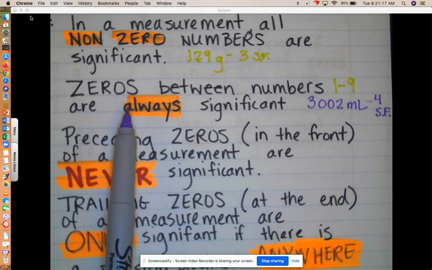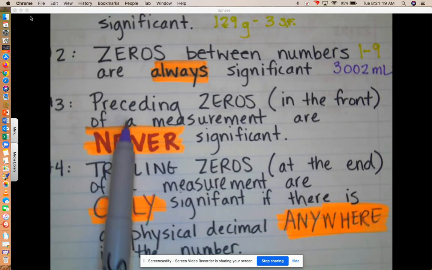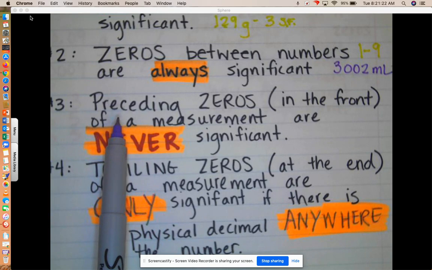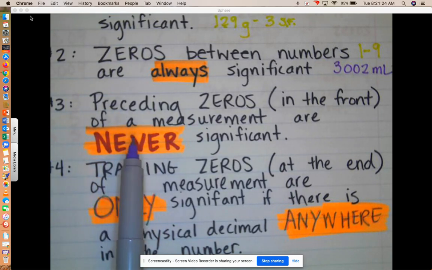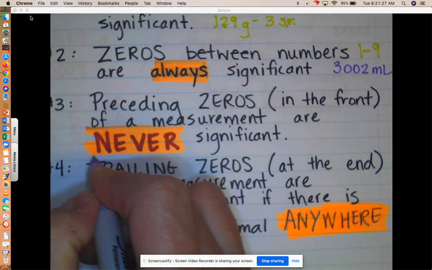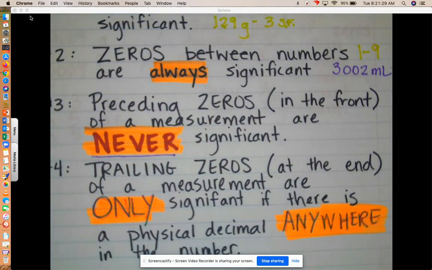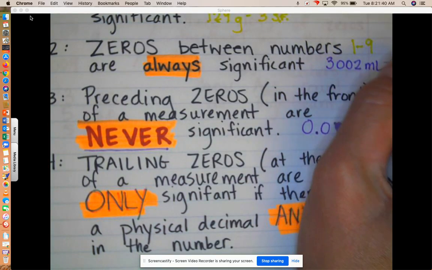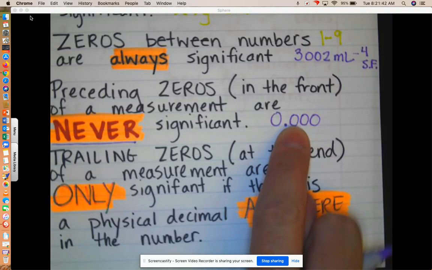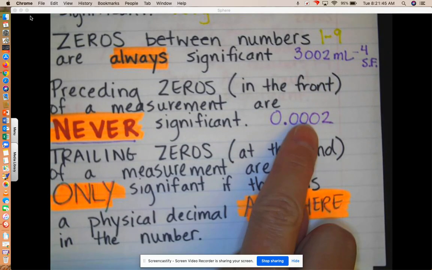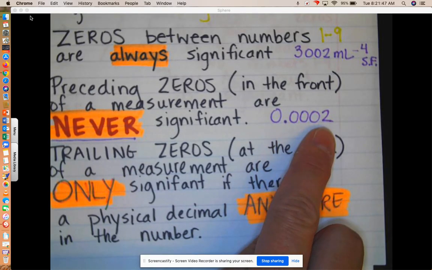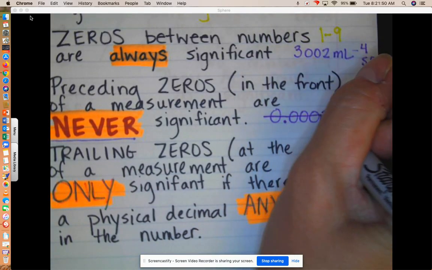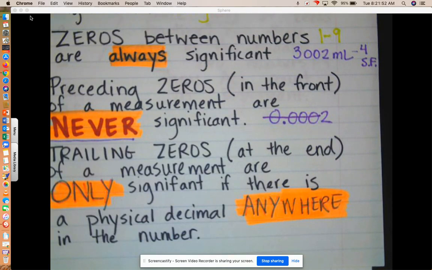They always count. The next rule is about what we call preceding or leading zeros. They are in the front of a measurement and they are never significant. So in your Edpuzzle video, you watch this thing about the Pacific and Atlantic with the United States and which way to count. You just have to remember this rule. Look at this example. If I have zeros in the front of a number like this, 0.0002, none of these zeros would count as significant.